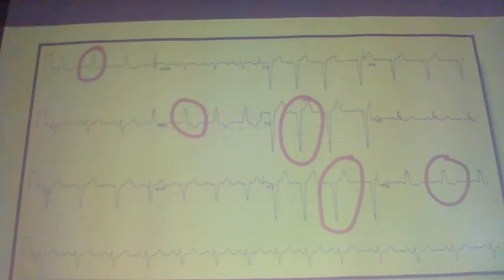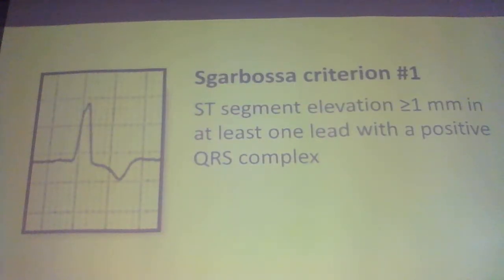Now, when we're trying to diagnose an acute myocardial infarction in the setting of pre-existing left bundle branch block, what we're looking for is a deviation from this rule. And this is summarised within the Scarbossa criteria.